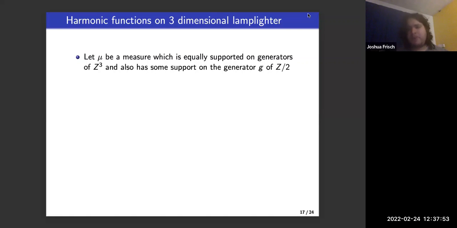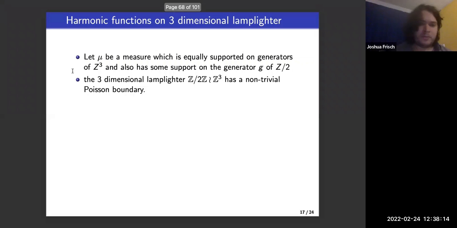What we're going to do is, our Lamplighter is going to go in each of the 6 cardinal directions with equal probability, and also with some probability, the Lamplighter will just take a break and flip the lamp. So if it's off, they'll turn it on, and if it's on, they'll turn it off. The point is that this has a non-trivial Poisson boundary.